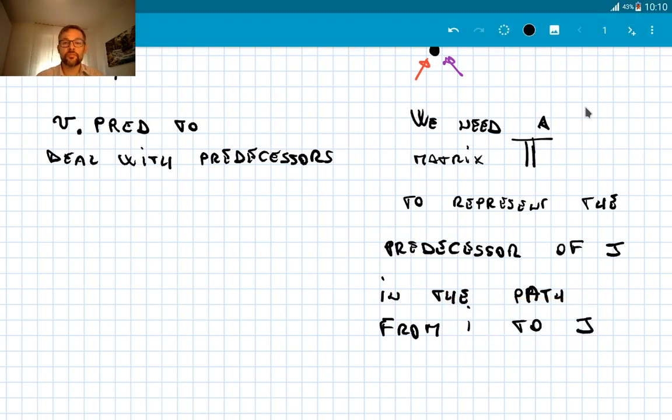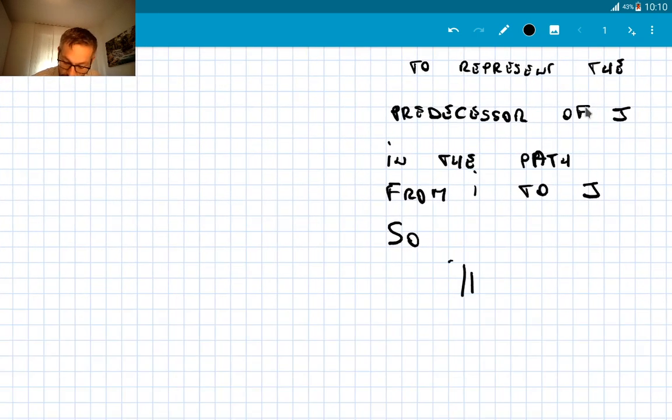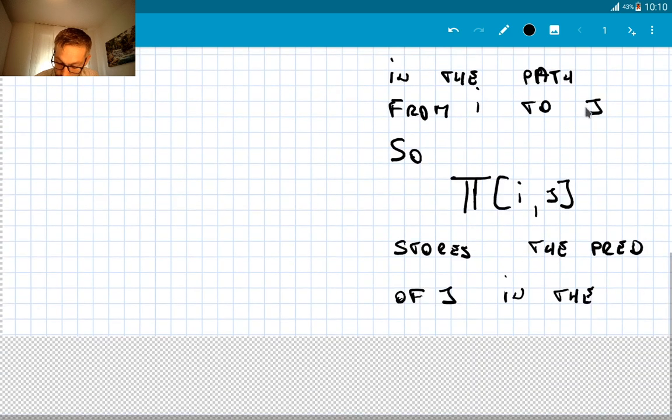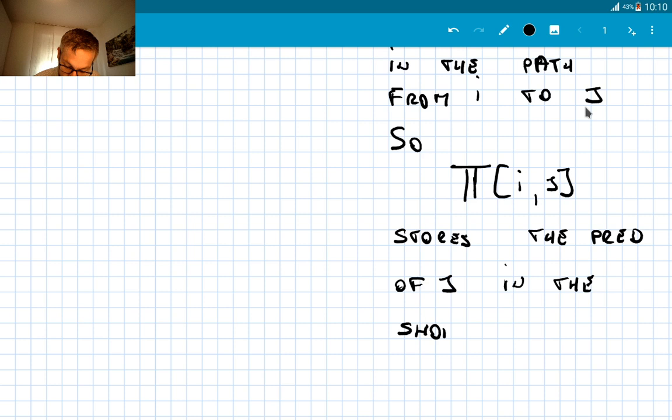Okay, so the idea is that pi, let me write it in this way, ij, stores the predecessor of j in the shortest path from I to j. Okay?